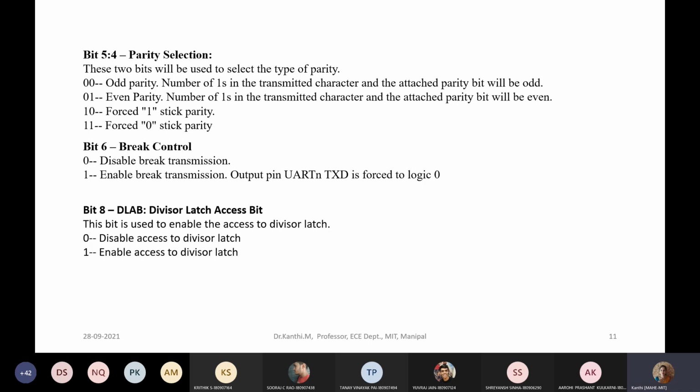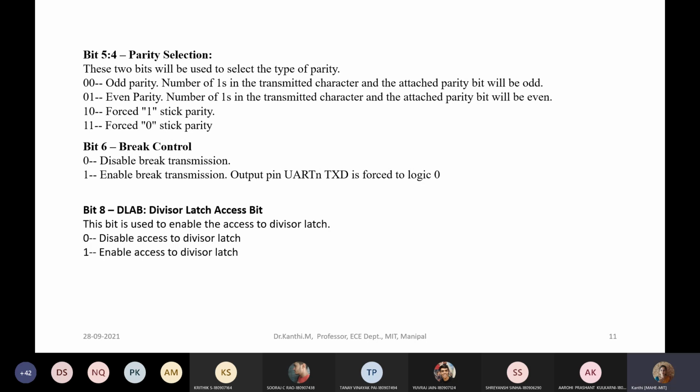Then you have bit 6, the break control. If it is 0, it disables break transmission. If it is 1, it enables break transmission, and the output TXD pin is forced to logic 0. So you can forcibly make it logic 0.